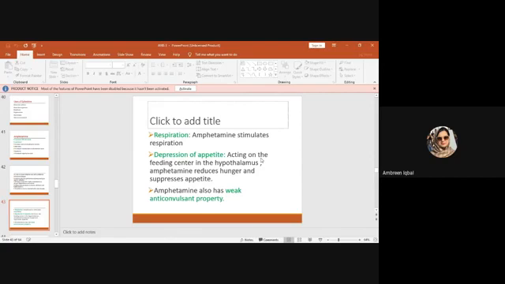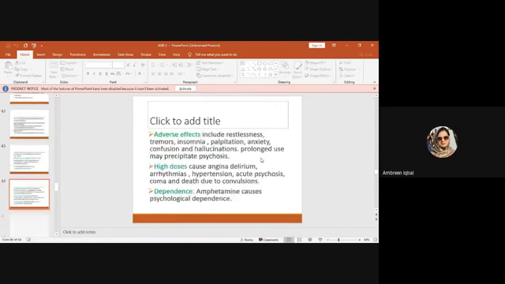It has a very interesting relationship with the appetite center present in the hypothalamus. So when amphetamine acts on the feeding center in the hypothalamus, it reduces hunger and suppresses the appetite. Amphetamine is also a weak anticonvulsant, so it is sometimes used in patients with epilepsy.